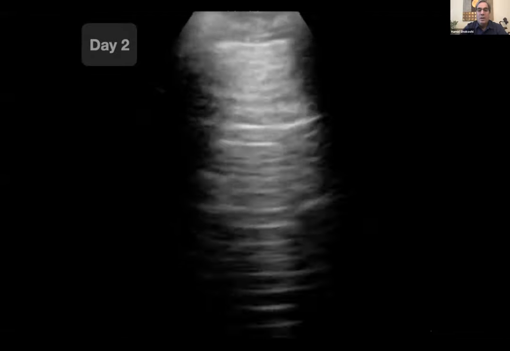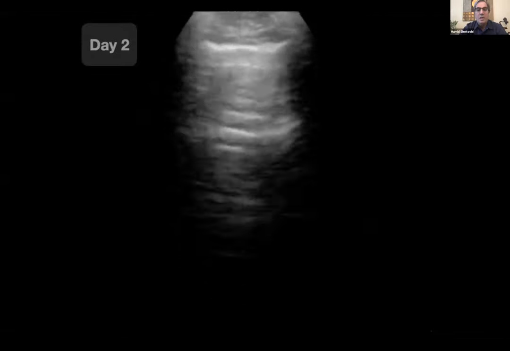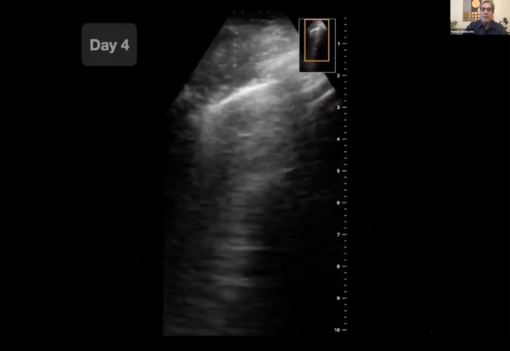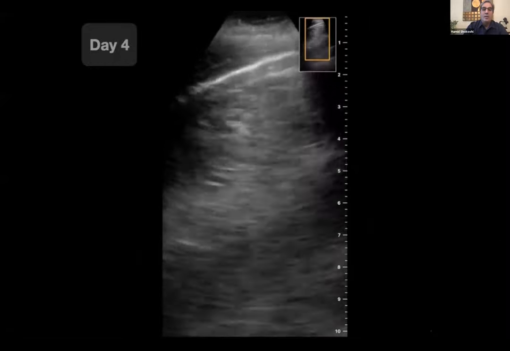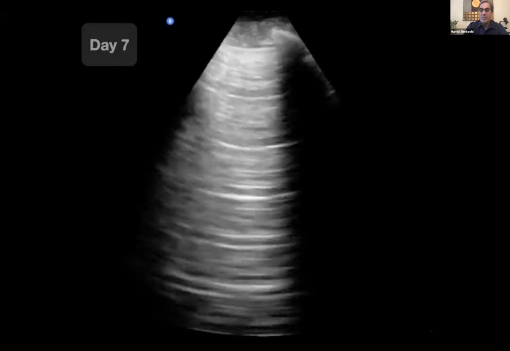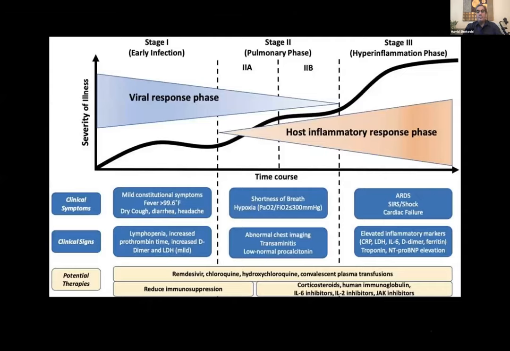Another picture of the patient that you can see is day 2, day 4, and day 7 again, I think. Day 6 actually looks a little bit better because it has much less of a line. Part of it is not about ultrasound. Part of it is the nature of the disease. As you can see from this picture, we have multiple phases and stages of the involvement.